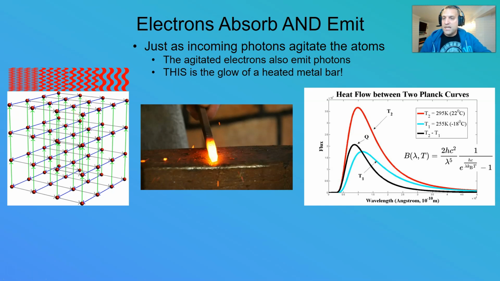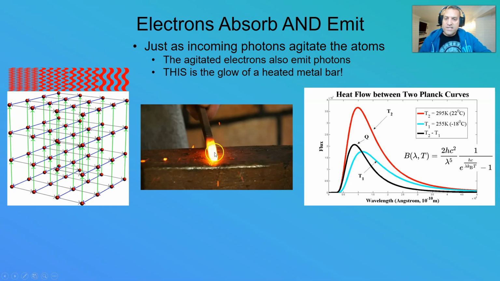This is a property of electrons and how they behave in the space-time continuum. So this is the glow of a heated metal bar: these electrons on the microscopic scale are being agitated from the thermal motion of the lattice that makes up the material, and that likewise emits photons, just as the electrons would absorb photons from a warmer source.